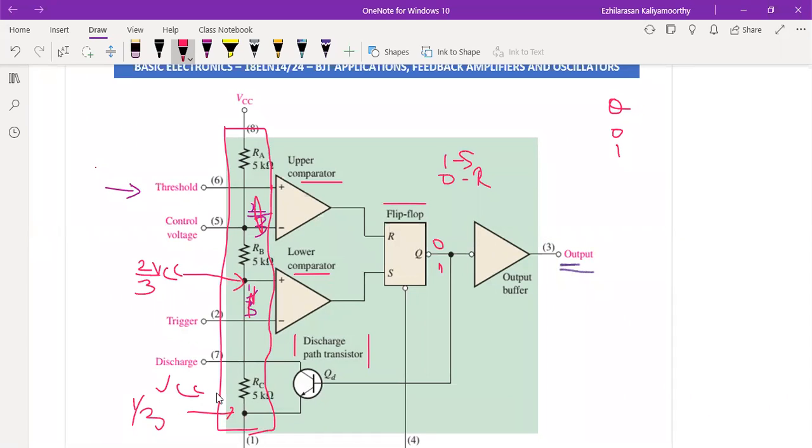And the lower comparator has a reference voltage. This is the reference voltage I'm saying. Sometimes we may call it V reference. The reference voltages are 2 by 3 and 1 by 3 VCC.